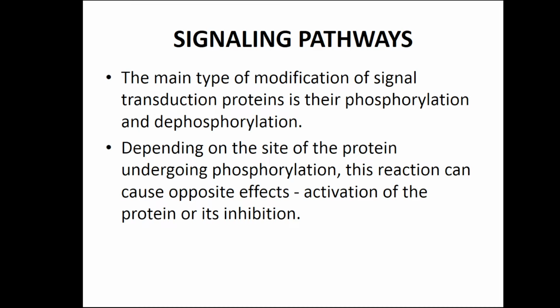What does signaling pathway mean? The main type of modification of signal transduction proteins is their phosphorylation and dephosphorylation. I said about this previously. Depending on the site of the protein undergoing phosphorylation, this reaction can cause opposite effects, activation of the protein or its inhibition.